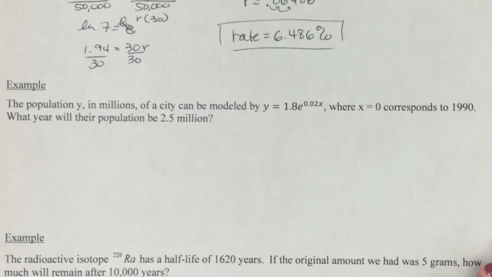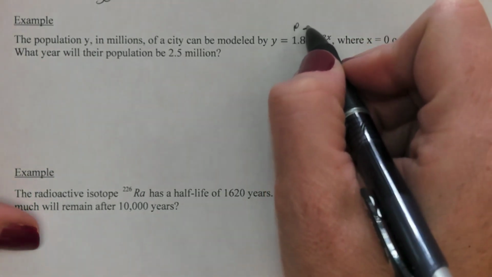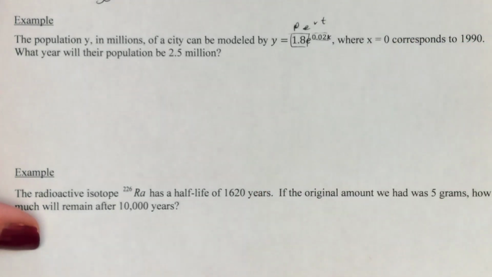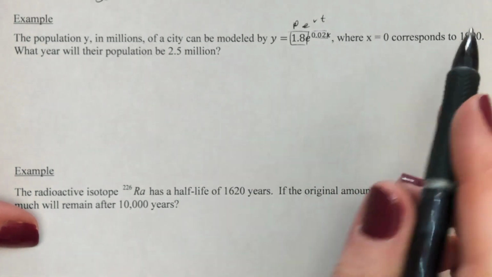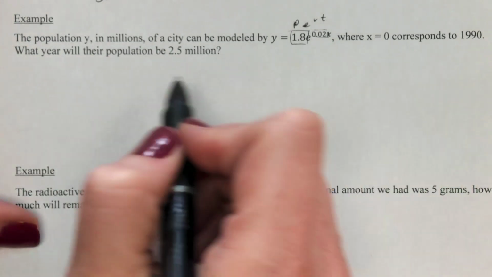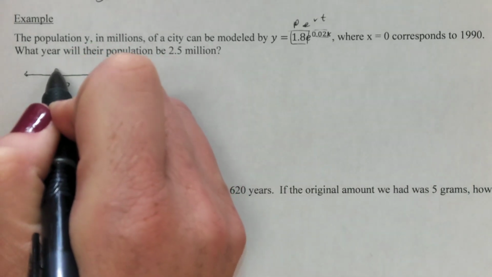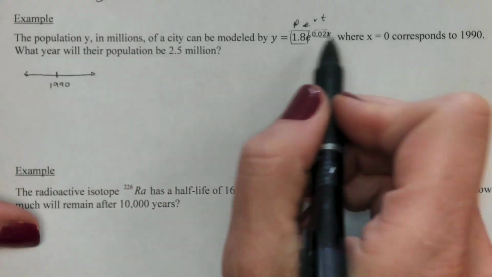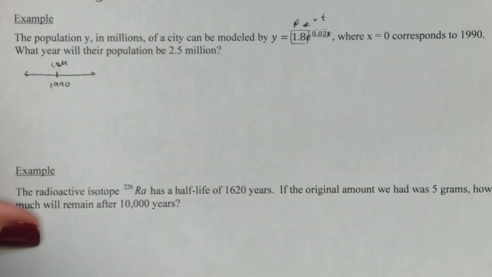Next up, the population of a particular city in millions can be modeled by this equation. It's still just P e to the rt. So still my initial amount, that's my rate. So I'm getting some information built into the equation, where x equals 0 corresponds to 1990. What I do with students when you have something like that is I make a timeline. So at 1990, that's where we're choosing to base all of our data off. So in 1990, I had a population of 1.8 million people. That's not 1.8 people, that's 1.8 million people.